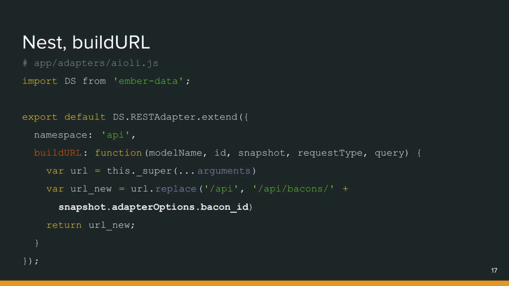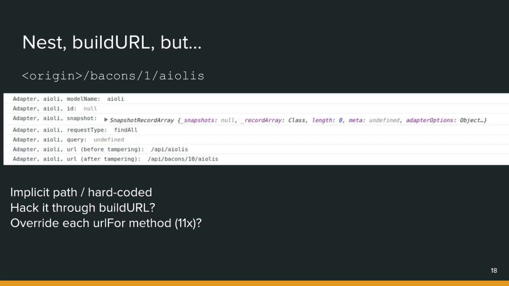And so the reason you have to do this is you only have access to certain things in the adapter. You have model name, ID, snapshot, request type, and query. For find all, you don't have any queries. The only one that you can actually put data into that is always being passed is the snapshot. And if you're curious about snapshots, you can look up the documentation behind them, but there's not much there. It just says it's a private method called snapshot. I went through and kind of inspected what was in snapshot to see that I could pass through adapter options and other things that were associated with the snapshot. It works. You can see that before tampering, I had API aiolis. After tampering, I have my nested resource.